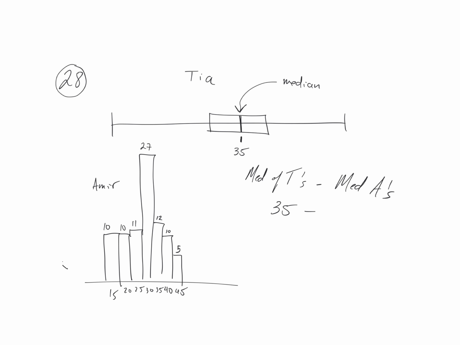Now, these are the number of employees along the left side, and on the bottom we have the average one-way commute time. So this is the time. We can see that we have 10 people with a 15-minute commute time, 10 people with a 20, 11 people with a 25. We have 5 people with a 45-minute commute time, 10 people with a 40, 12 people with a 35-minute commute time, and 27 people, that's a lot of people, with a 30-minute commute time.